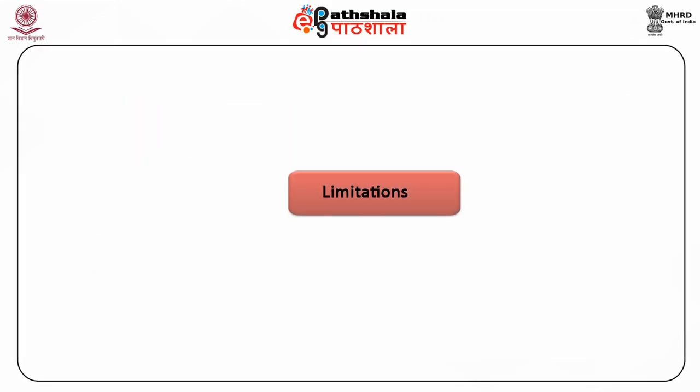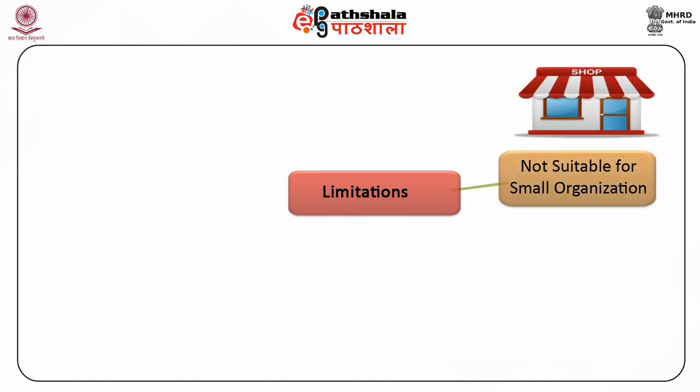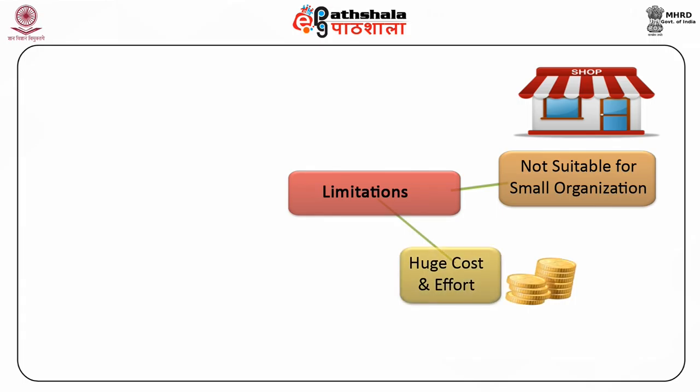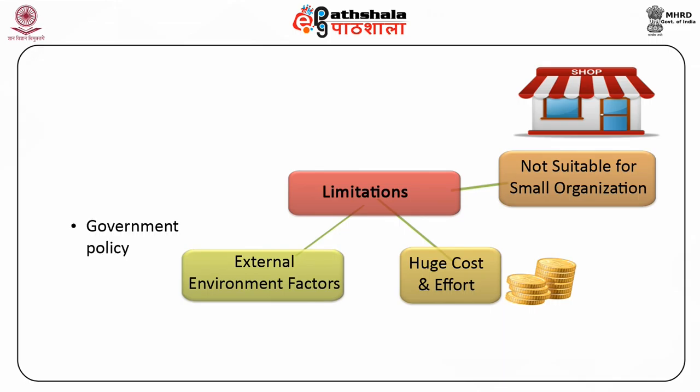The limitations of career planning are: the career planning system may not be suitable for small organizations. It includes huge cost and effort to analyze every individual employee's career aspirations and match them with the appropriate career opportunities. The external environmental factors such as government policy, socio-economic factors, etc., may cause issues for business and industry.